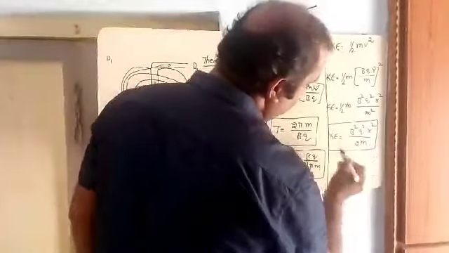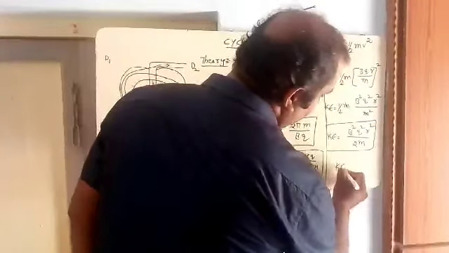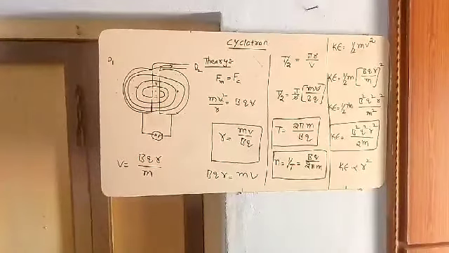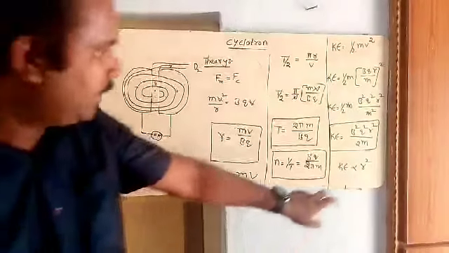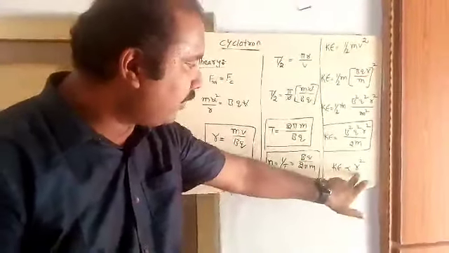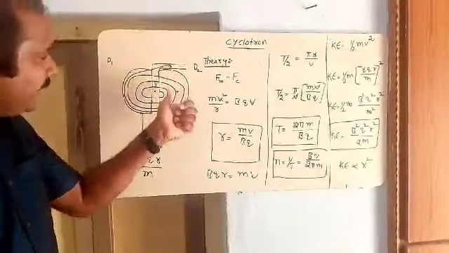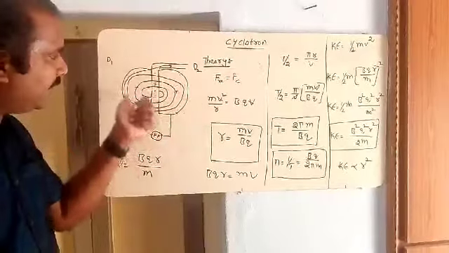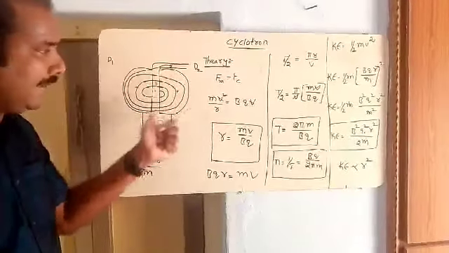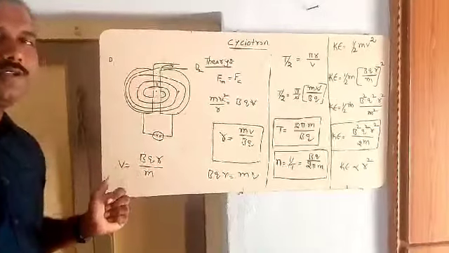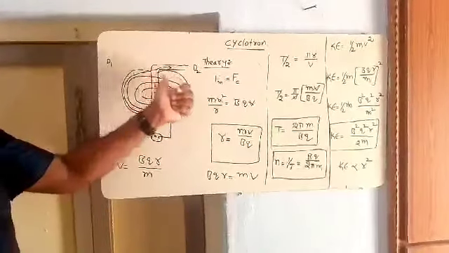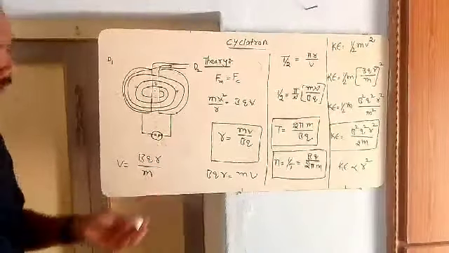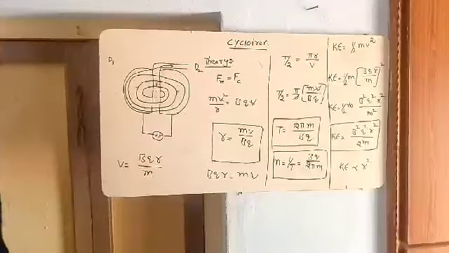Now from this relation, the kinetic energy is directly proportional to square of the radius. Kinetic energy is directly proportional to square of the radius means if the radius is increasing, the particle is accelerated and kinetic energy is also increasing. The kinetic energy is increasing means the energy is more, and that energy is sufficient to sustain the nuclear reactions. Now once again see the mathematical part.